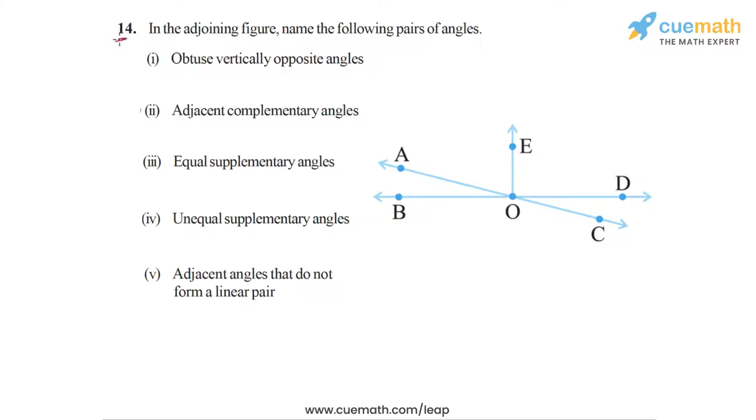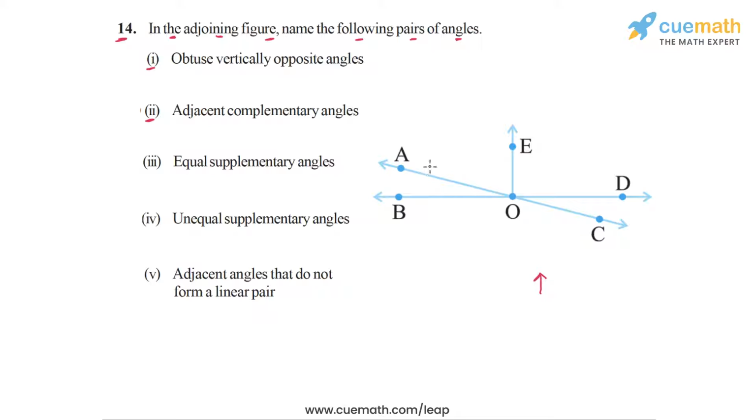In question 14, we have to look at the adjoining figure on the right side, and we have to find pairs of angles according to the conditions given in each of these parts. So for example, in the first part, we have to name a pair of obtuse vertically opposite angles. In part 2, we have to name a pair of adjacent complementary angles, and so on. Before we do that, let's analyze the figure that's given to us.